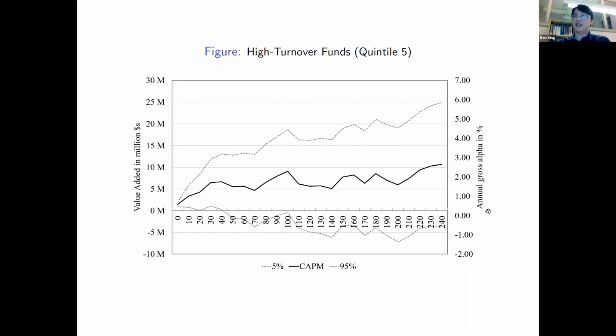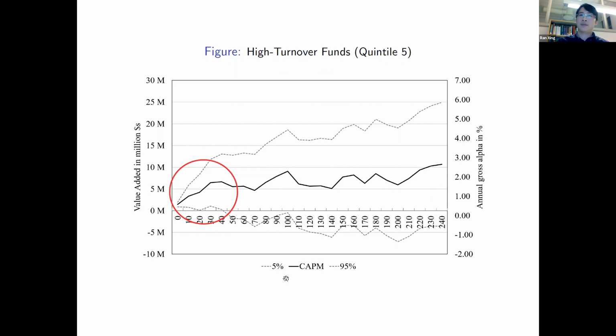On the left side, I show the value added in $1 million. And on the right side, I show the corresponding annual growth alpha in percentage, which is basically the value added divided by the fund size. So we can see that for high turnover funds, their holdings shorter than 40 days add as much as more than $6 million per year. For the funds, that corresponds to about 2% of annual growth alpha in percentage. And that represents the majority of the value added within a year.